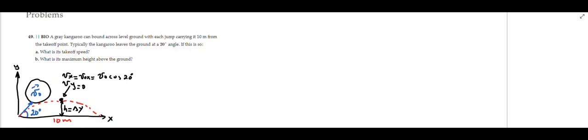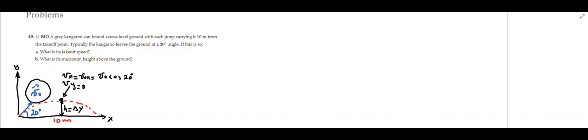In this problem, they say that a great kangaroo can bound across level ground with each jump carrying it 10 meters from the takeoff point. Typically, the kangaroo leaves the ground at a 20-degree angle. If this is so, what is its takeoff speed and what is its maximum height above the ground?